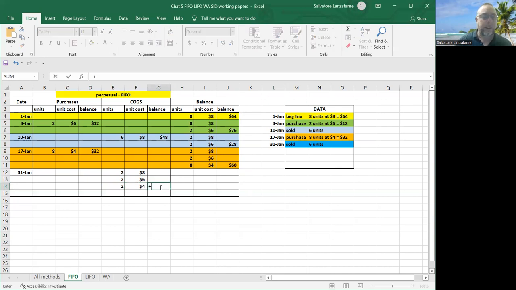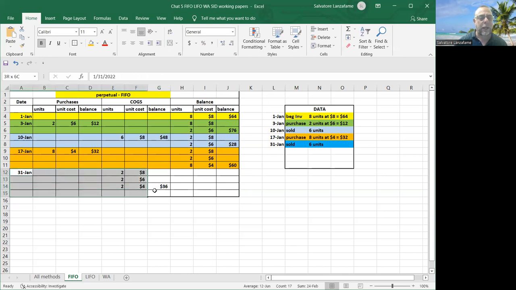So let me do a little quick Excel math here. So I want 2 times 8. And I want 2 times 6. So we get to learn a little Excel here, whether you wanted to or not. And then 2 times 4. And that gives us $36.